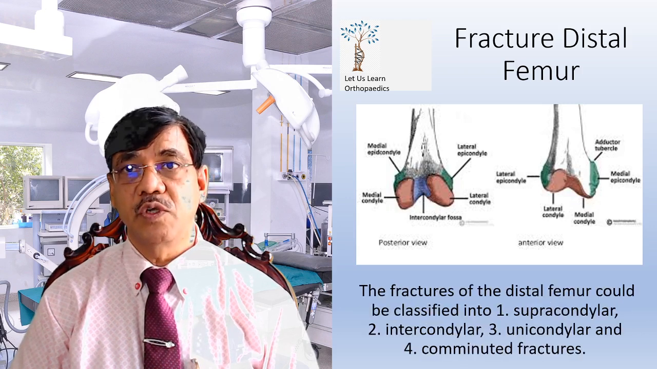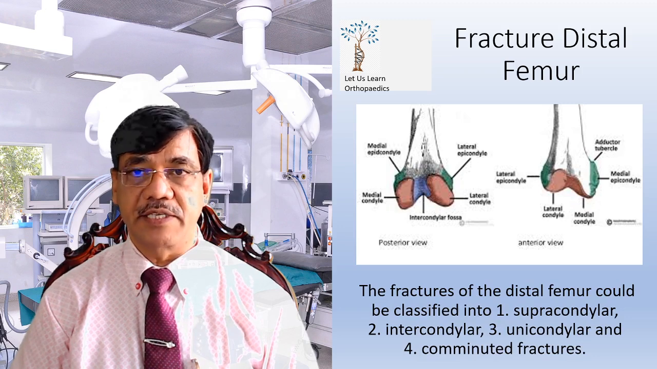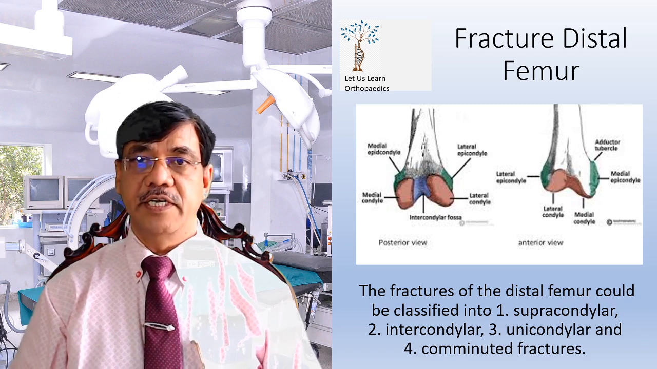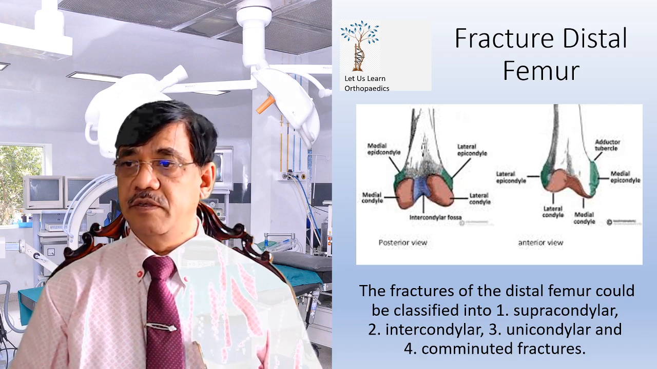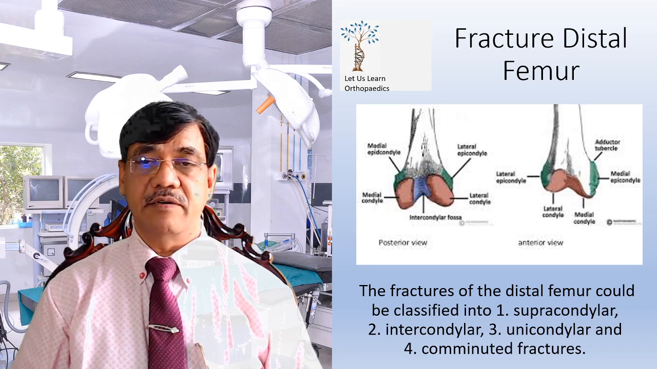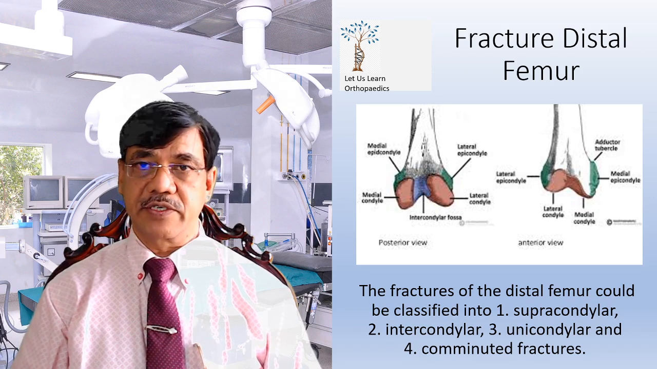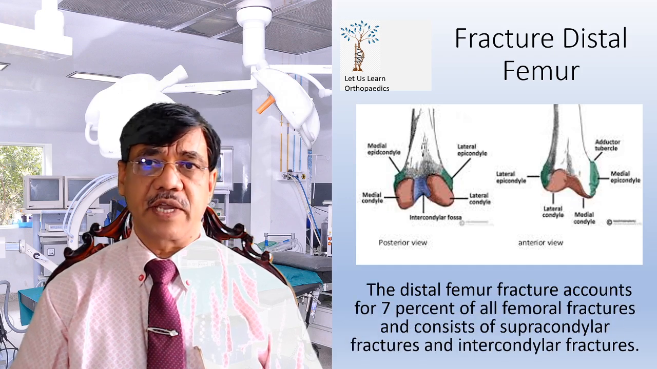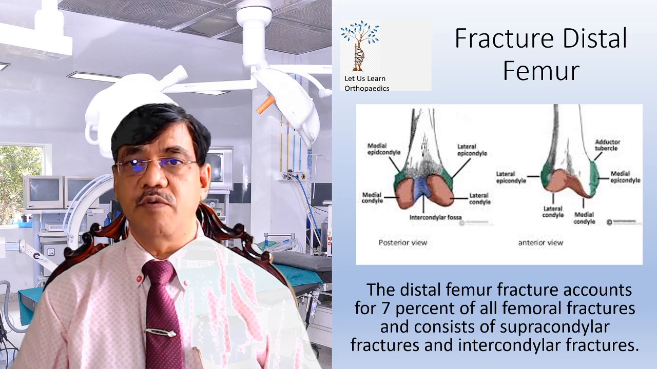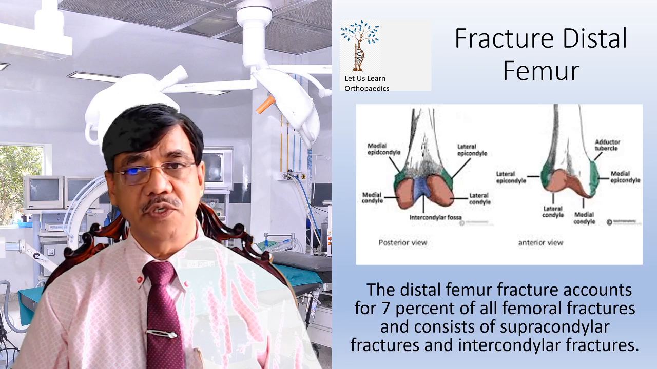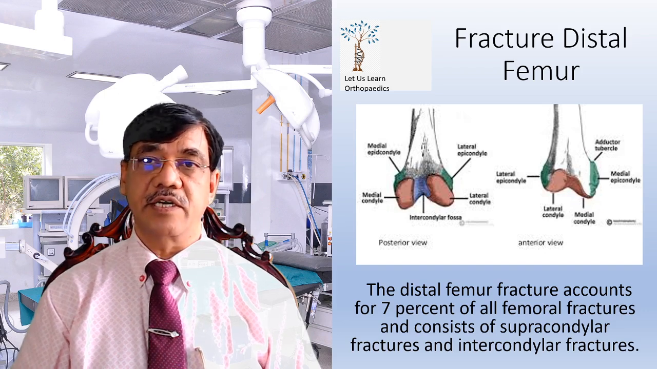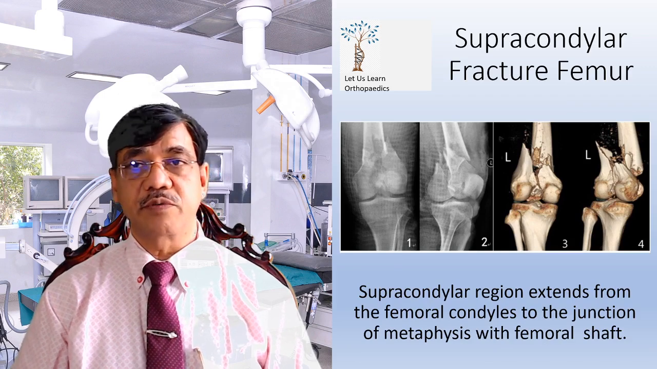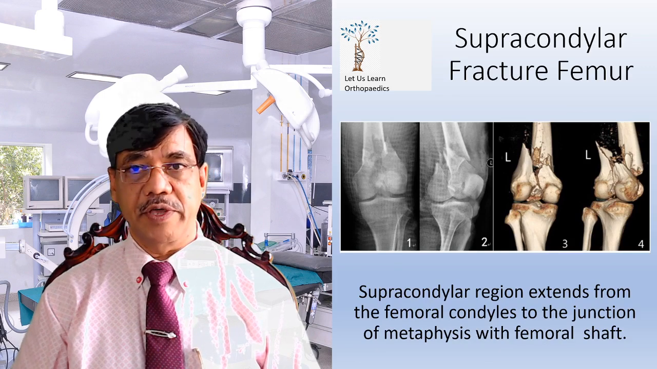The fractures of the distal femur could be classified into: one, the supracondylar fractures, intercondylar fractures, then unicondylar fractures, and lastly the comminuted fractures. The distal femur fracture accounts for 7% of all the femoral fractures and consists of supracondylar fractures and intercondylar fractures mainly. Let us focus more on the supracondylar fracture femur today.